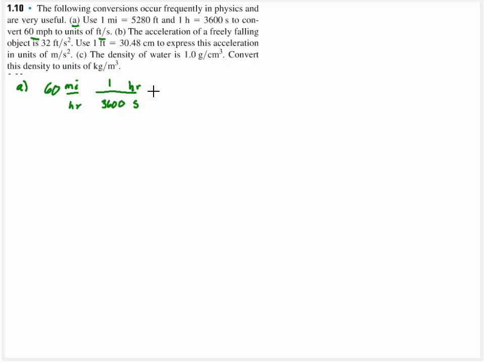Now let's go ahead and do miles into feet. We want to get rid of miles, so we're going to put that down here. Let's put feet right up here, and we're going to put 5,280 feet in 1 mile. Now let's go ahead and just cancel these units out. Let's get rid of miles right there. Let's get rid of hours. You can kind of see what we're going to be left with is feet per second. Go ahead and punch that into your calculator, and you're going to come out with roughly 88 feet per second.